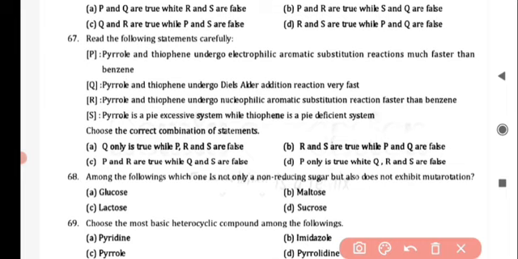Now choose the correct combination of statements, and the correct answer is option D, that is P only is true while Q, R and S are false. Now next question is, among the following which one is not only a non-reducing sugar but also does not exhibit mutarotation? Now the correct answer is option D, sucrose.